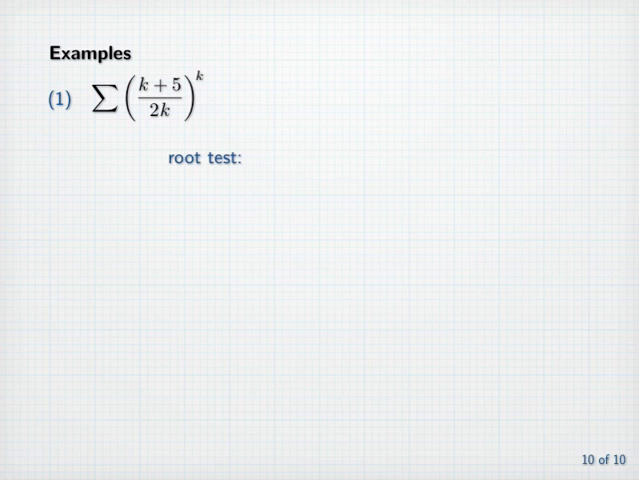Now let's look at a couple of examples of how the root test is used. Consider the sum of the kth power of (k plus 5) over 2k. To perform the root test, we take the kth root of a sub k, which here is simply (k plus 5) over 2k. The limit of that quantity is clearly 1/2, which is less than 1, and so the series converges by the root test.